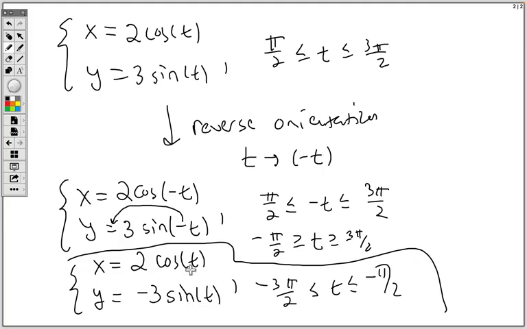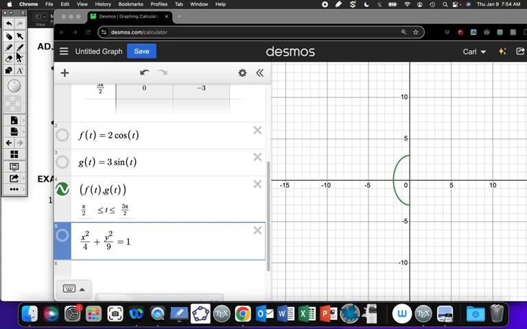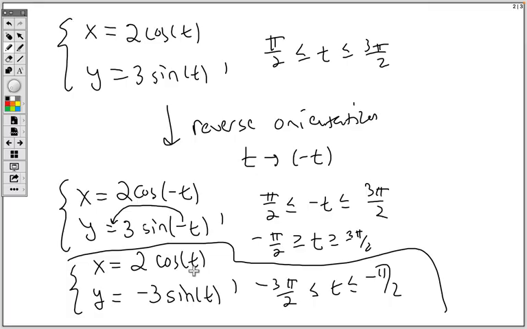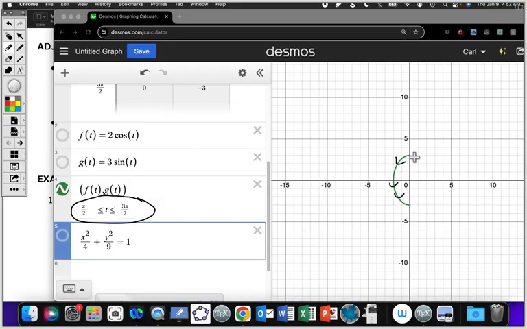Cosine of negative 3 pi over 2 would be the same as the cosine of 3 pi over 2, which is 0. The sine of negative 3 pi over 2, the negative will come out. So we get 3 times the sine of 3 pi over 2, which would be negative 3. So that tells us that we would be starting down here. And then we would be working our way up to when t is negative pi over 2. Once again, the cosine of negative pi over 2 would be 0. The sine of negative pi over 2 would be negative 1 times negative 3 would get us back up to here.